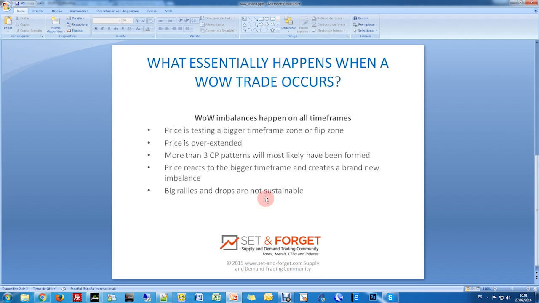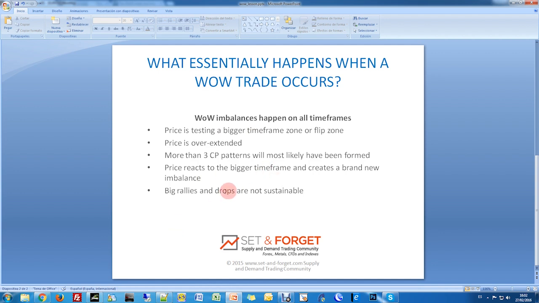So what essentially happens when a WoW trade occurs? First of all, WoW imbalances happen on all timeframes and all instruments. Normally price is testing a bigger time frame zone or a flip zone. Price is usually overextended. It is the case of many scenarios. More than 3 CPs will most likely have formed, which is overextension after all. Price is reacting to a bigger time frame and creates a brand new imbalance. That's the definition of WoW.